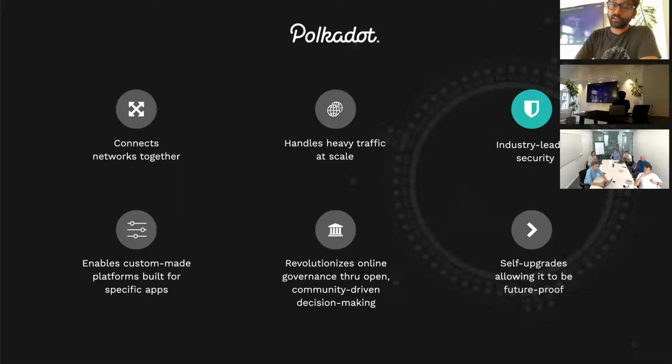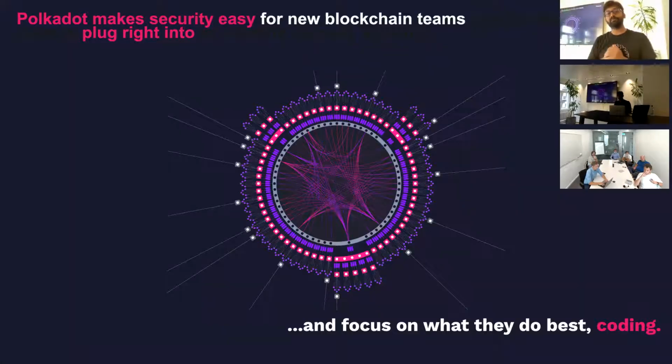All right, so let's talk about security. Why does a parachain have to join Polkadot? As a developer, why should you care about building a blockchain that will be plugged into Polkadot? One of the main reasons is the security that Polkadot offers.